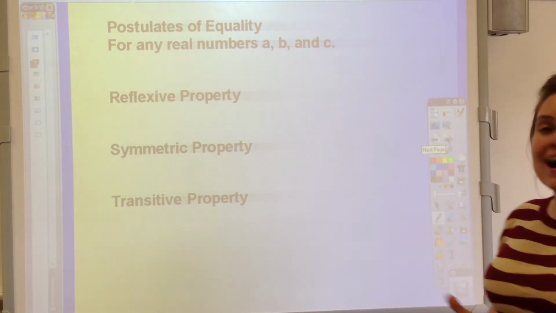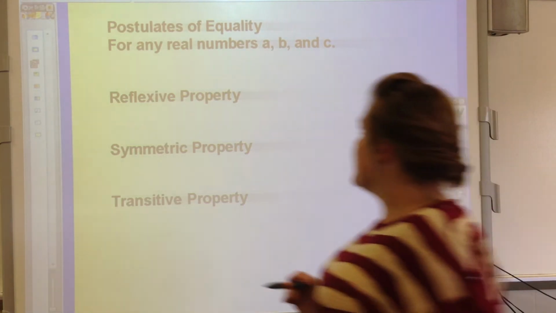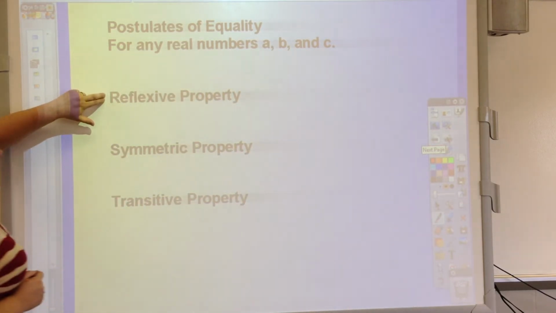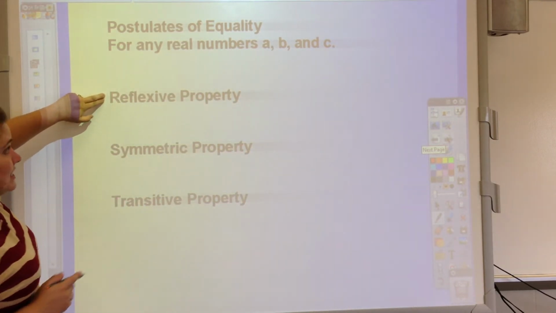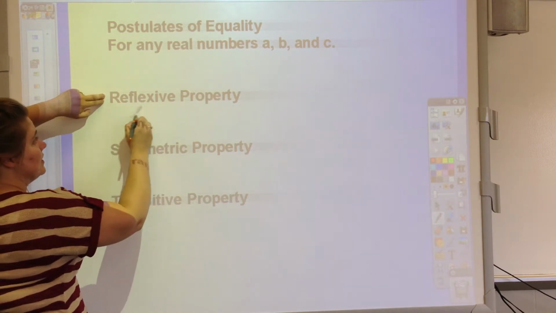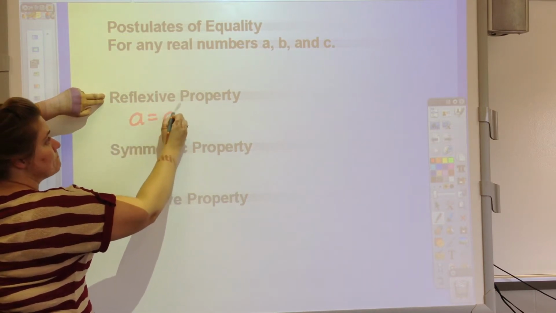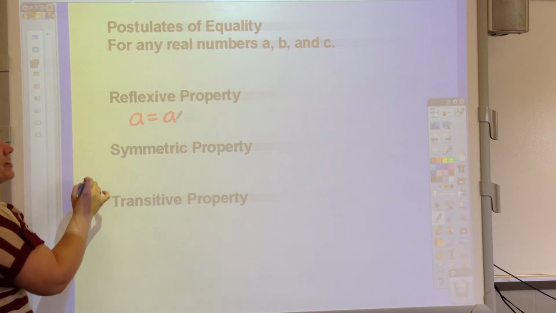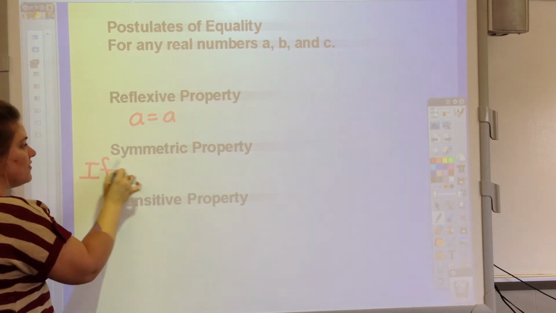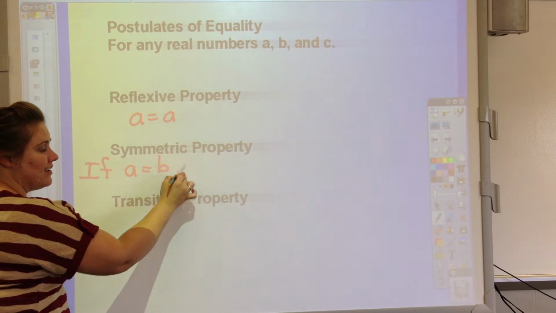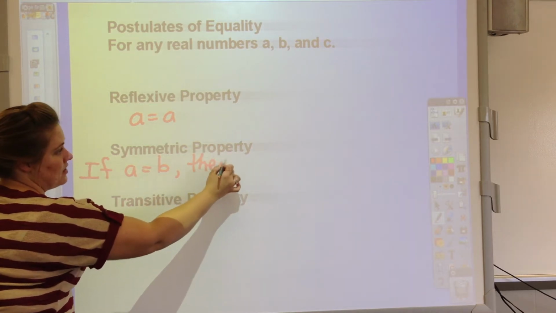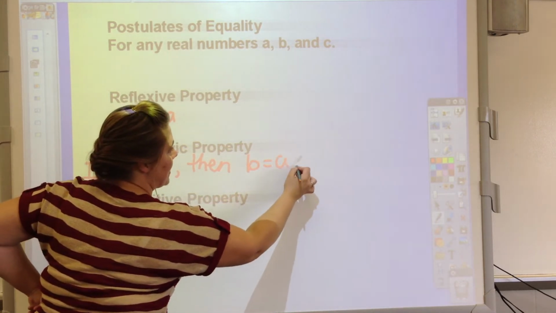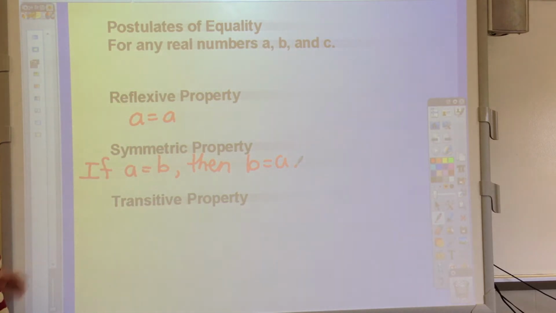So let's look at some postulates of equality. The reflexive property for real numbers A, B, and C says that A equals A. Something equals itself, which is hopefully always true. Now for the symmetric property, I have if A equals B, then B equals A. So I can reverse the order of my equality.